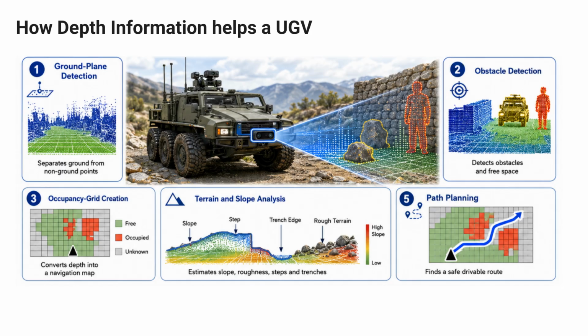Next, the depth information is converted into an occupancy grid, marking areas as free, occupied, or unknown. The camera also analyzes terrain features such as slopes, rough ground, steps, and trench edges. Using this information, the UGV calculates a safe path around hazards. The complete process is depth sensing, terrain understanding, mapping, and path planning.